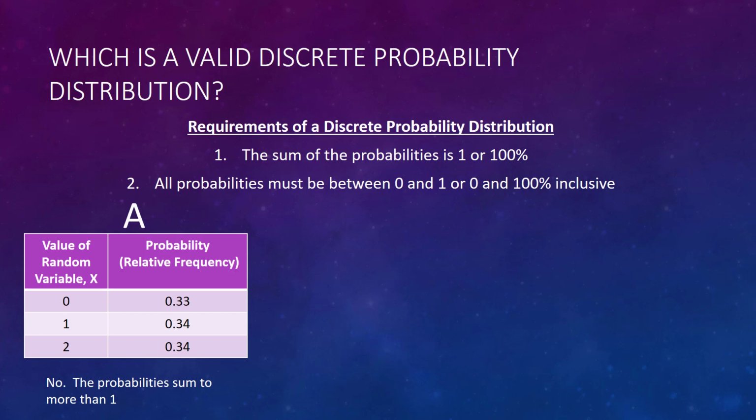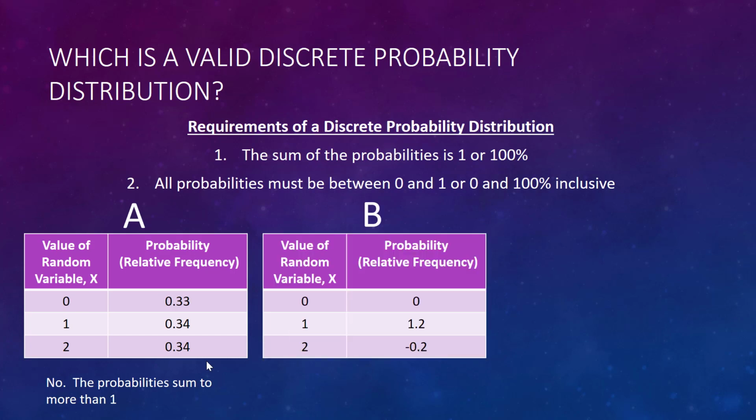Notice that if you add these probabilities together, you end up with 1.01. Therefore, since the sum of the probabilities is more than 1, the first requirement is not met. So this is not a valid discrete probability distribution. Let's look at another example. Again, pause this video and write down your answer. Is this a valid discrete probability distribution?